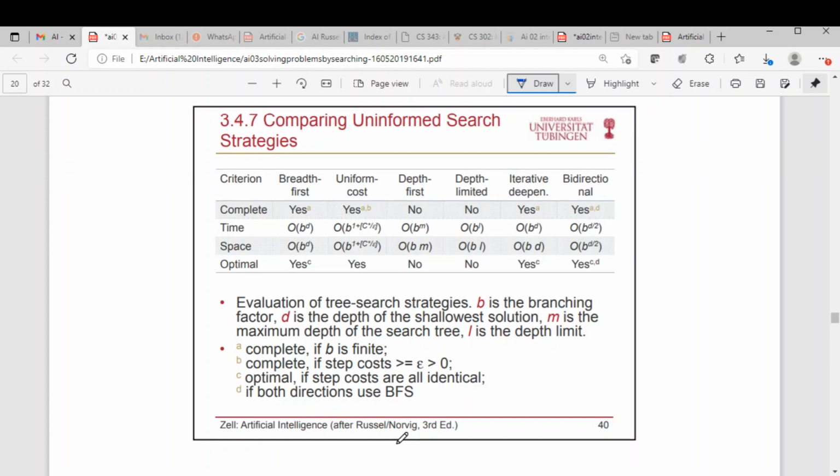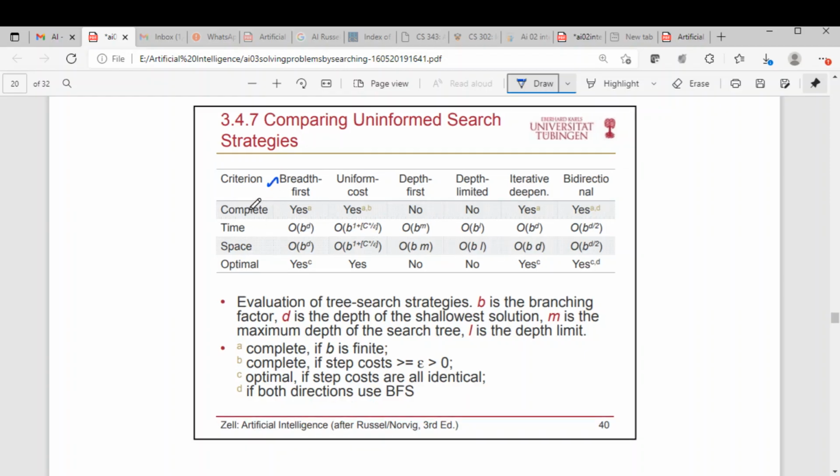So here is a comparison of all the uninformed search strategies which we have discussed so far. This table just summarizes whatever we have discussed so far. If you take breadth first search, is it complete? Yes, it is complete, but under a condition. There is a condition A. What is that condition? It is complete if b is finite. That is, the branch factor should be finite. You cannot have an infinite branch factor. The branch factor is the maximum number of children a node can have. That should be finite. In that case, it is complete.